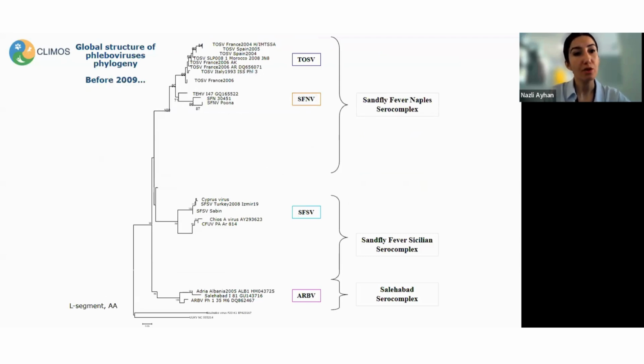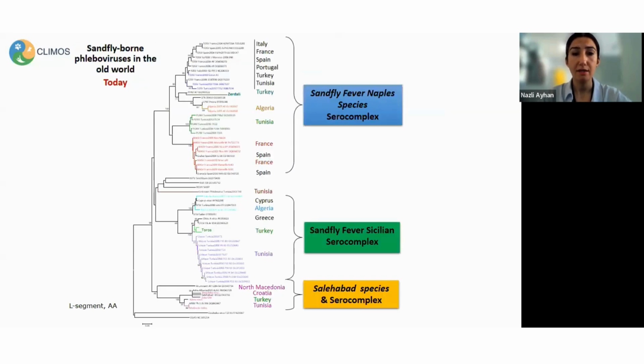The global structure of the Phlebovirus phylogeny was like this before 2009. And this is the current status of the phylogenetic tree. During the last decades, many different Phleboviruses have been discovered, especially in the Mediterranean basin in this example. And it's increasing with recent studies.